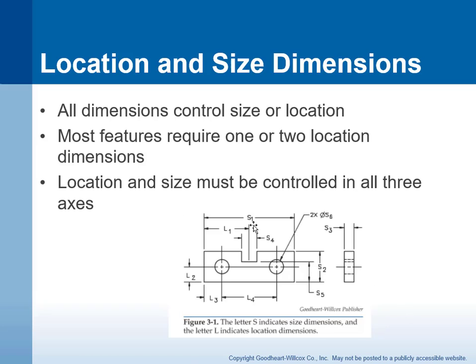This is an example of sizes and location. So S's are for size and L's are for location. S1 is the overall length of the part, L1 is the location of the slot, etc., etc.